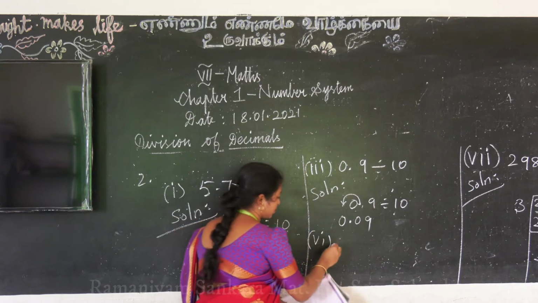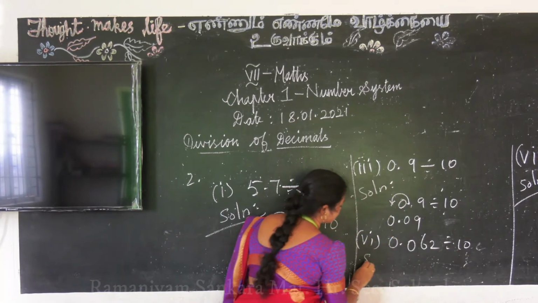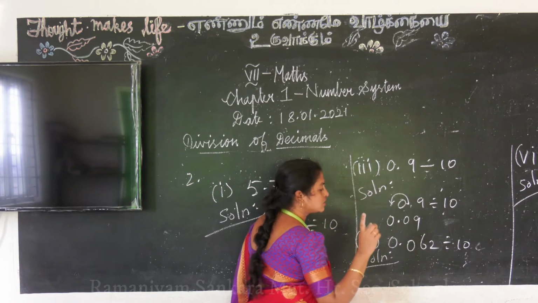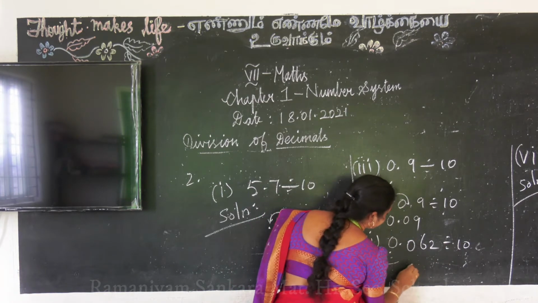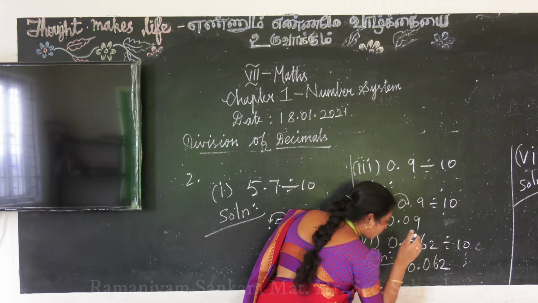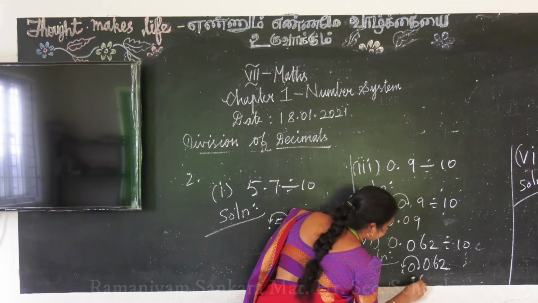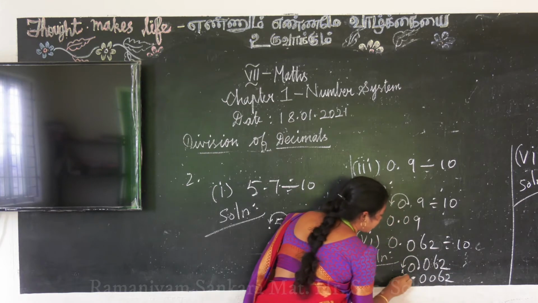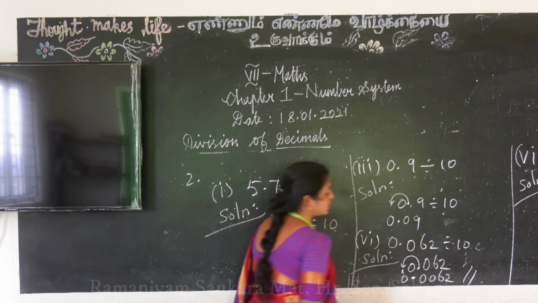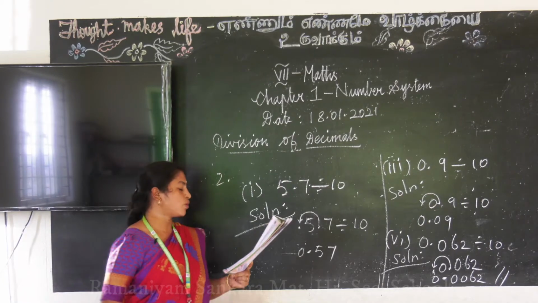Sixth sum: 0.062 divide 10. Solution. In this sum also we have only 1 zero as divisor, ma'am. So how will you do this? We have to move only 1 step towards the left side. So 0.0062. For identification of the decimal point, add a 0 before the decimal digit. Okay, next. Third Roman letter, simplify the following.